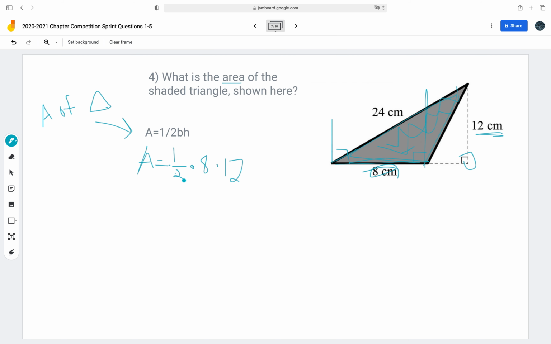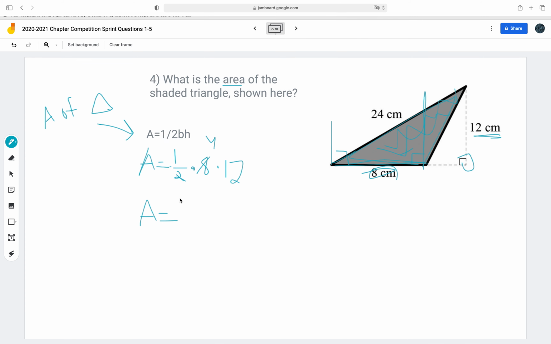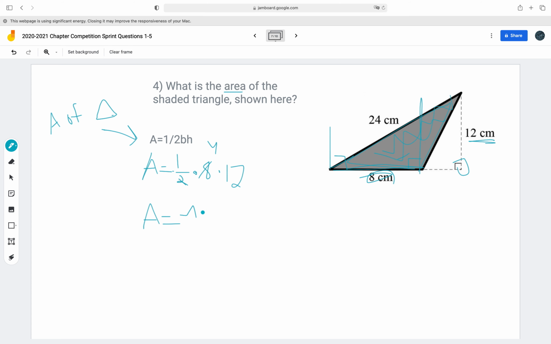And then we can do half, cancel the half, 4. So the area is 4 times 8, 12, equals 48 centimeters.